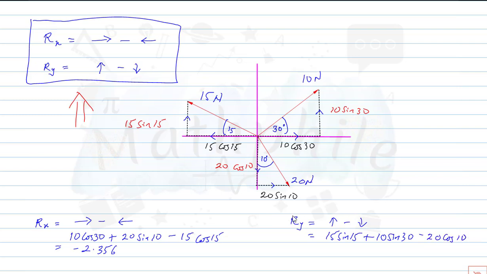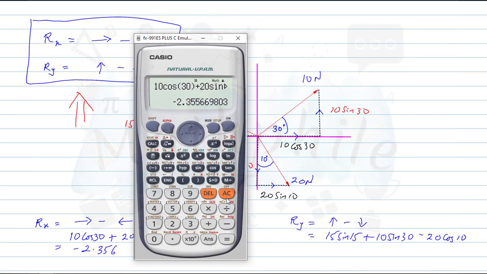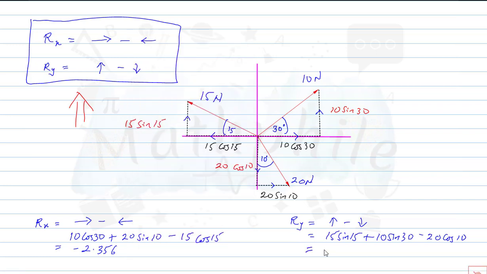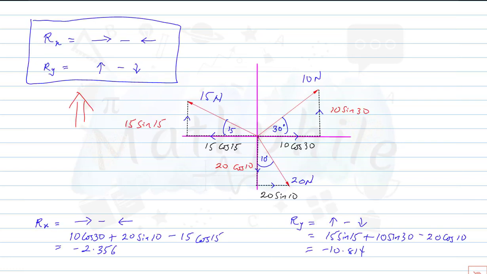Let's pull out a calculator and input all this. Okay, it's in now, sorry. So 15 sine 15 plus 10 sine 30 minus 20 cos 10 degrees. This will give you a negative 10.814. So basically, this is what we're getting for the resultant in x and the resultant in y.